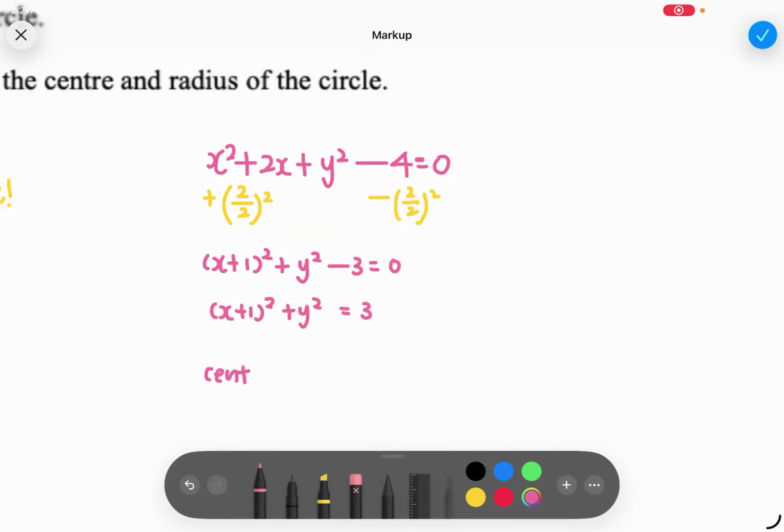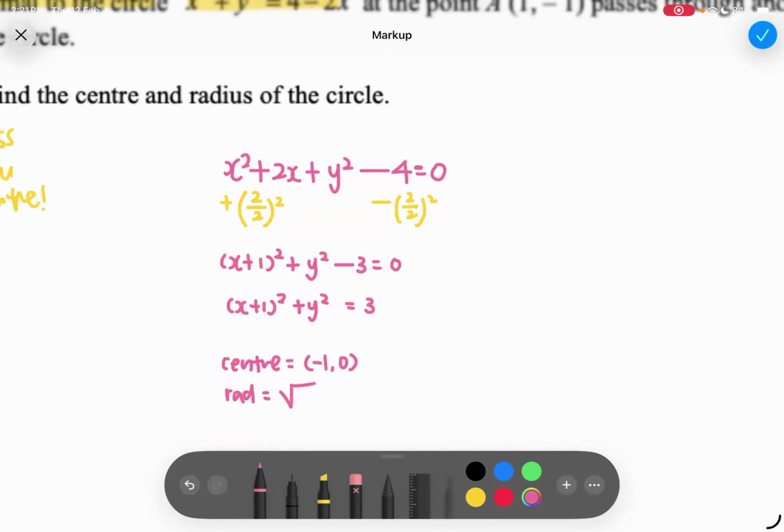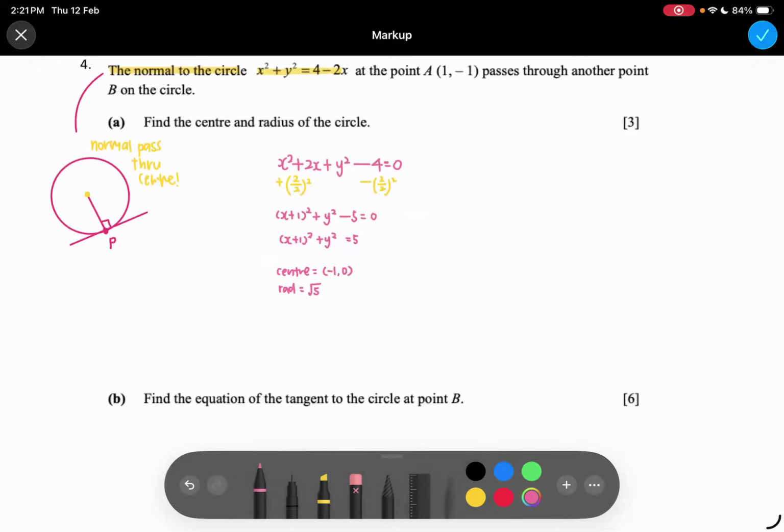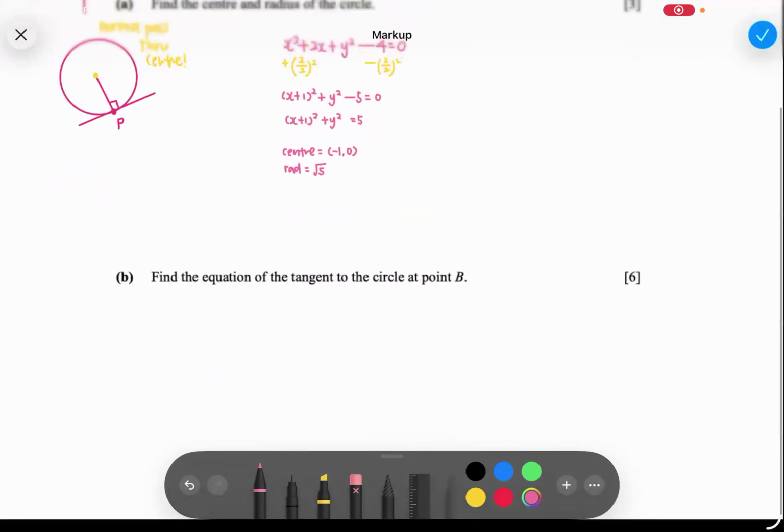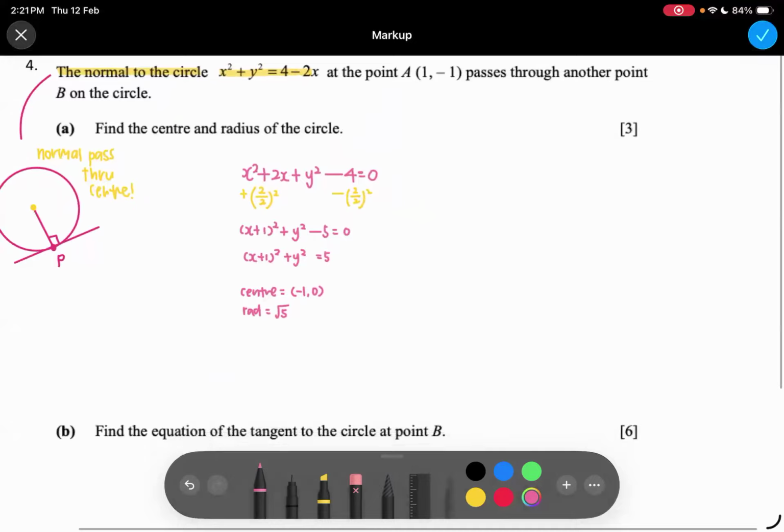In this case, the center of the circle, swap the sign, but the y coordinate is 0. For the radius, oh, this is 5, sorry. This one should be 5, so the radius is square root 5. So that's the center and the radius of the circle. Square root 5 is about how much? 2 point something. Okay, so they say find the equation at point, wait, what's point B though?